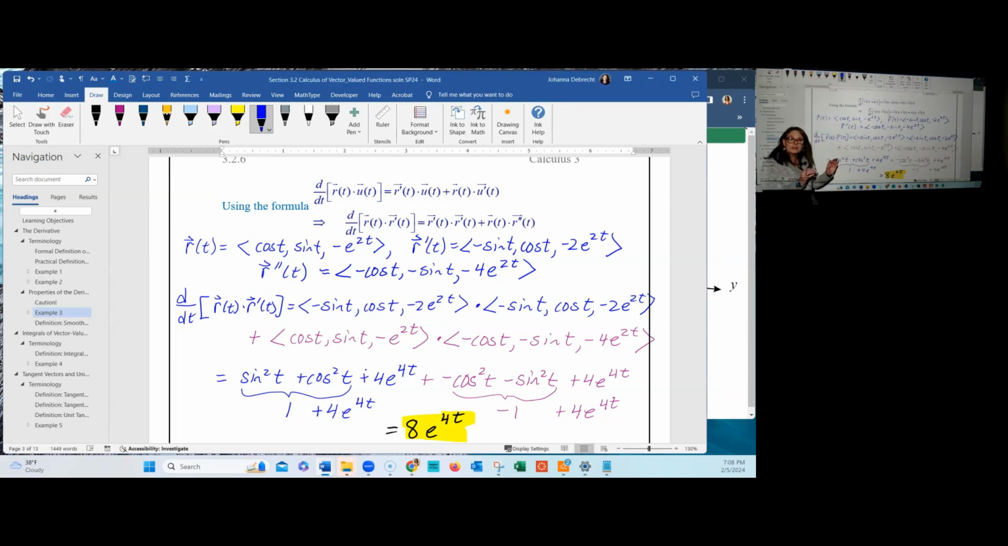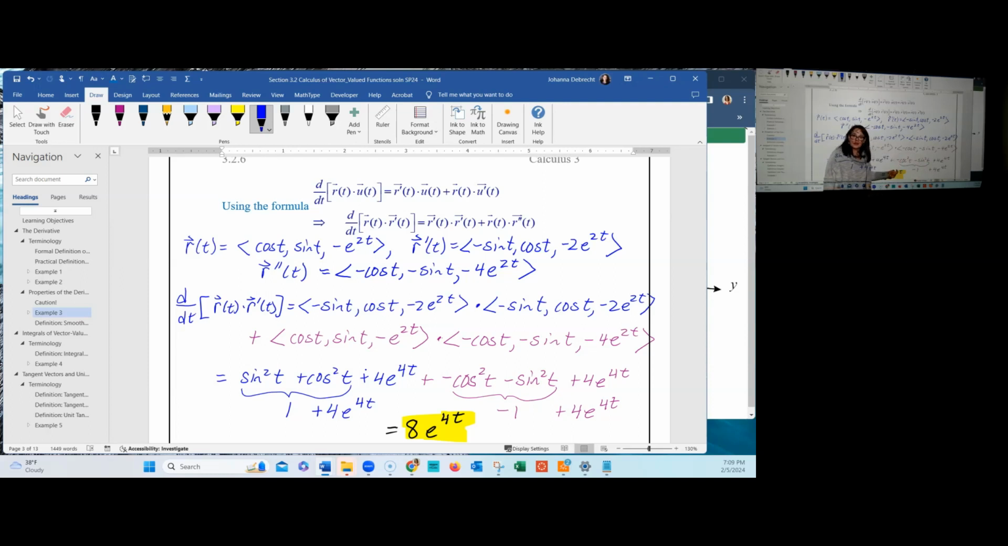Remember, when the bases are the same, you add the powers. So you get 4e to the 4t. Then you want to add to that the dot product of the original vector valued function r of t with its second derivative. And I did that here in this pink color. So when we take the dot product of r with r double prime, we get negative cosine squared of t minus sine squared of t.